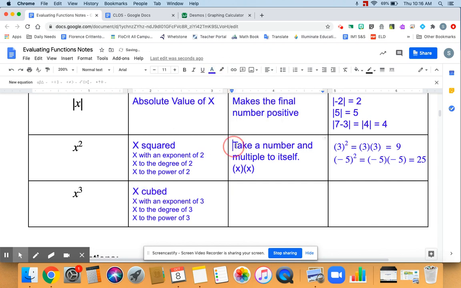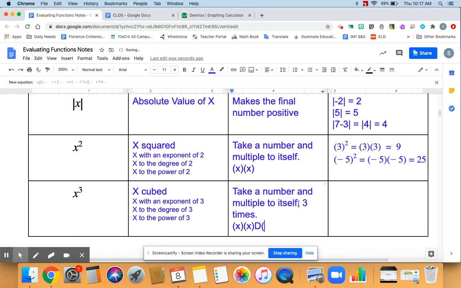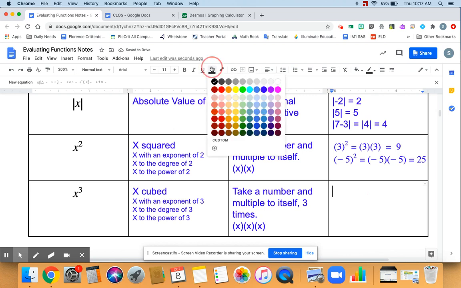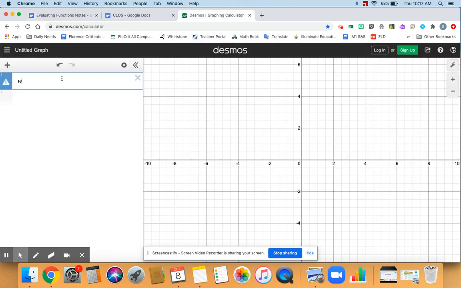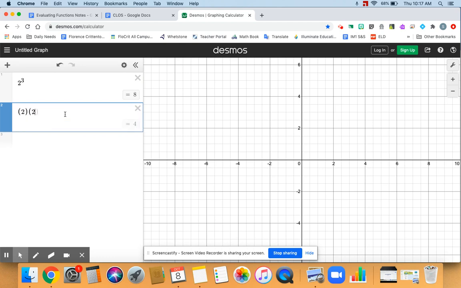And the rules are the same. You take a number and you multiply it to itself, but this time it's 3 times, not just the 2 times. That means there's 3 of them being multiplied to itself. So if I did an example, 2 cubed means 2 times 2 times 2. But there's 3 of them. And then 2 times 2 is 4, times 2 again becomes 8. Also, if I go into Desmos and did 2 to the power, or to the exponent of 3, you see how the answer is 8? Because it just means 2 times itself 3 times.